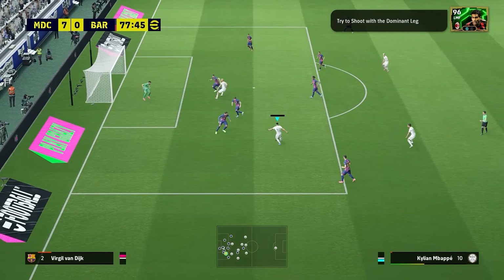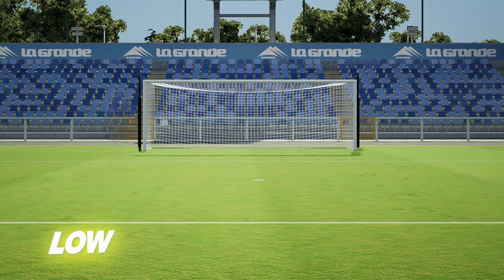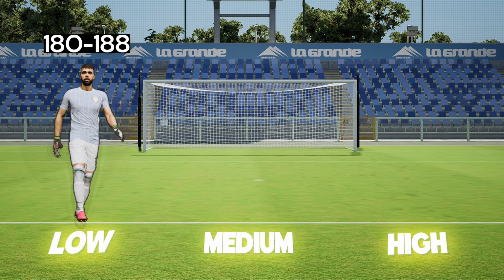Body model. This is a very important concept in the game. The body model decides your GK capacity. There are three types of body model: low, medium, high. First category, low body model goalkeepers. Height range around 180 to 188. Example, David Raya. Now the question is how this goalkeeper behaves in game.